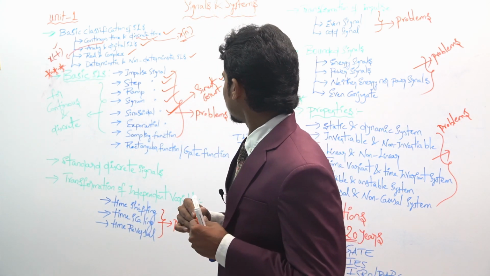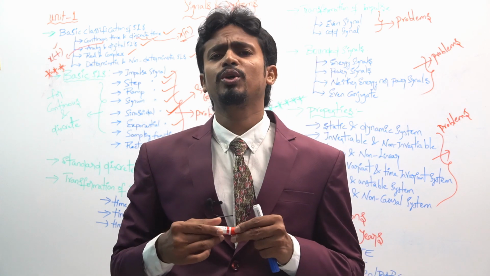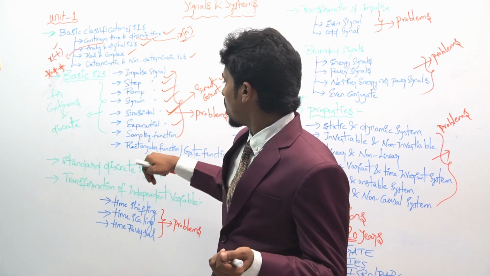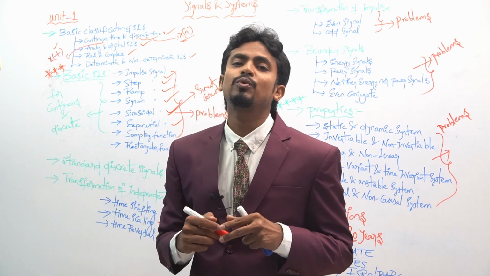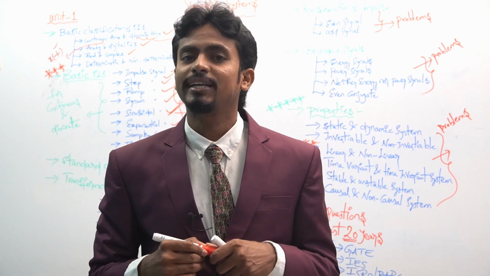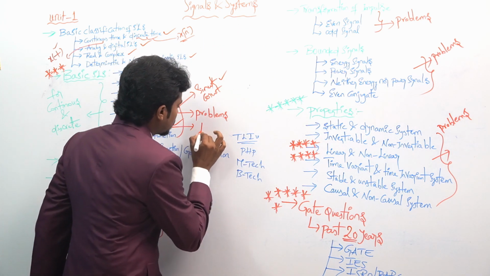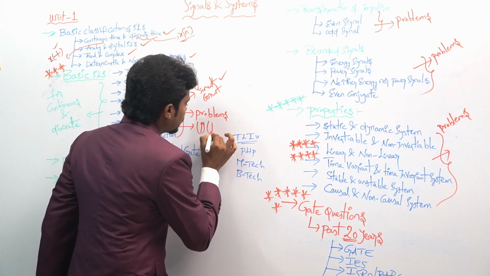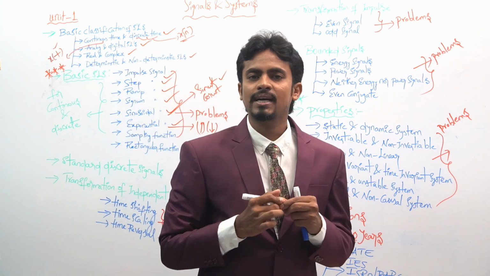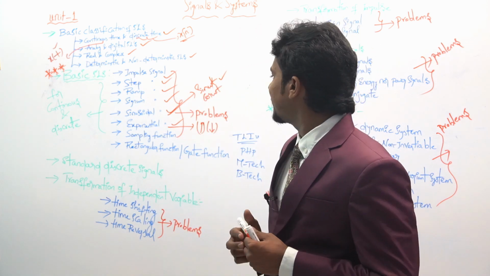And the next, the exponential signal. In the exponential signal, we have two types of signals: the exponentially increasing signal as well as the exponentially decreasing signal. We have to see the waveforms for the exponentially increasing signal and the exponentially decreasing signal.